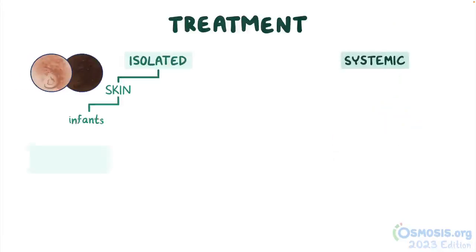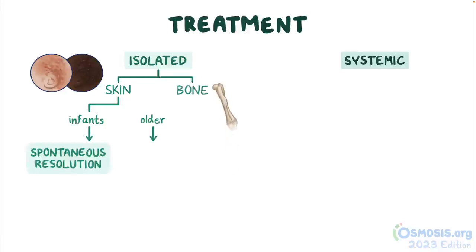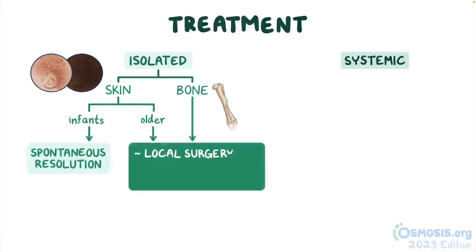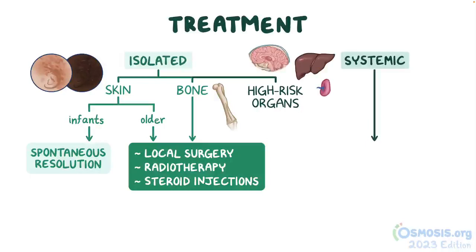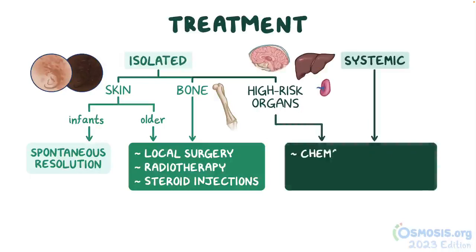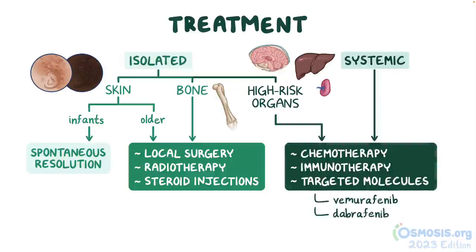Treatment of Langerhans cell histiocytosis is based on which body systems are affected and whether the disease is isolated or systemic. Skin lesions in infants may resolve spontaneously during the first year of life without treatment. Other individuals with only bone or skin lesions may be treated with local surgery, radiotherapy, or steroid injections. On the other hand, if it is found throughout the body or affects high-risk organs like the brain, liver, or spleen, treatment typically involves systemic treatment with chemotherapy, immunotherapy, or targeted molecules like vemurafenib or dabrafenib, which prevent the growth of mutated Langerhans cells.